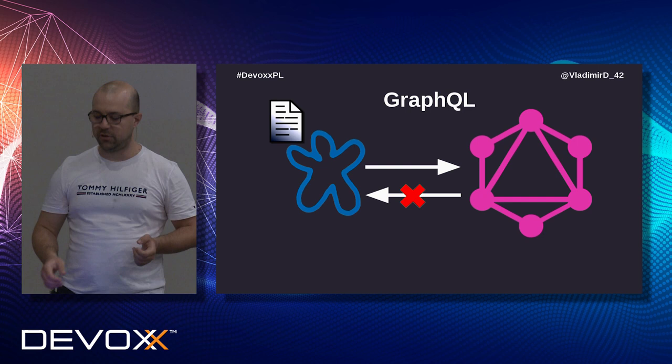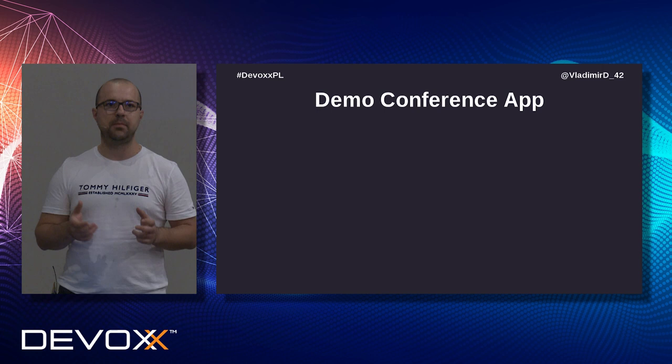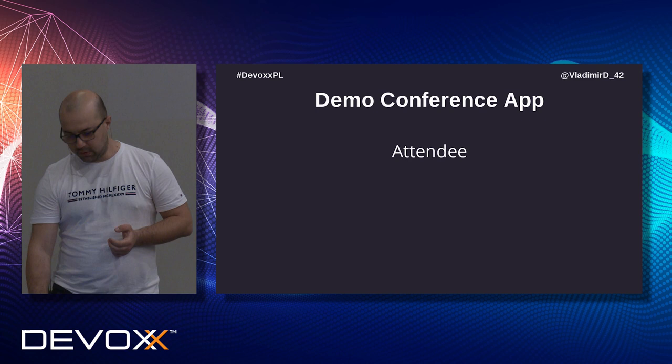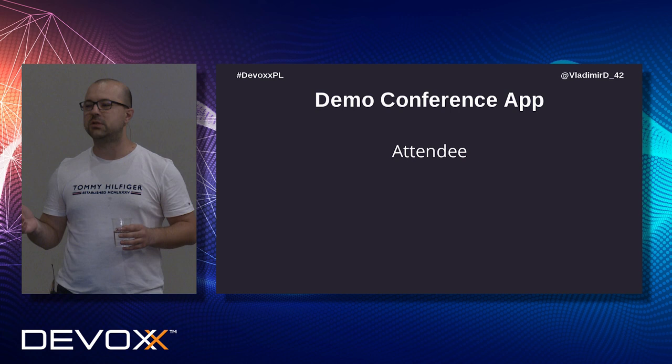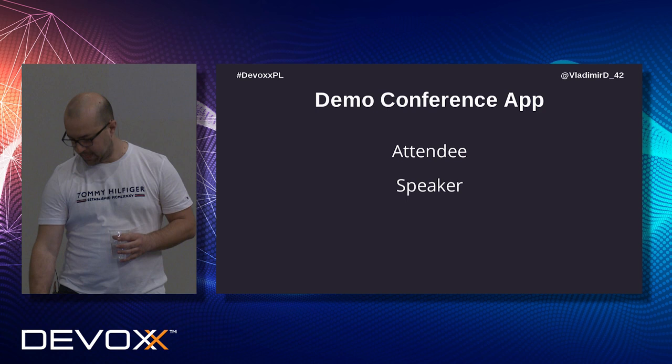Okay, so let's now go to the code. We are going to build a demo conference application. It's a very simple app, but it's something that I think everybody should understand, hopefully. Like every conference, we can't have a conference without attendees, right? If there are no attendees, what's the point of a conference? Also, we need speakers, because somebody needs to give the talks. If there are no speakers, then what are you going to do at the conference? And of course, we need the talks, the thing that connects the speakers and attendees.